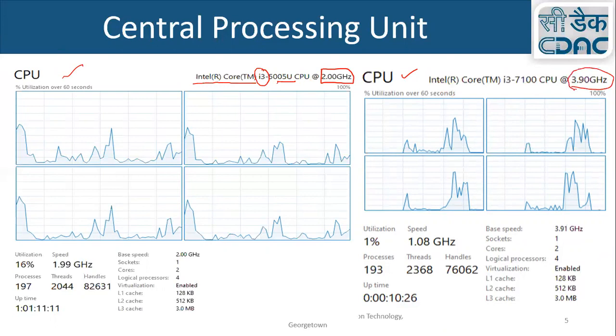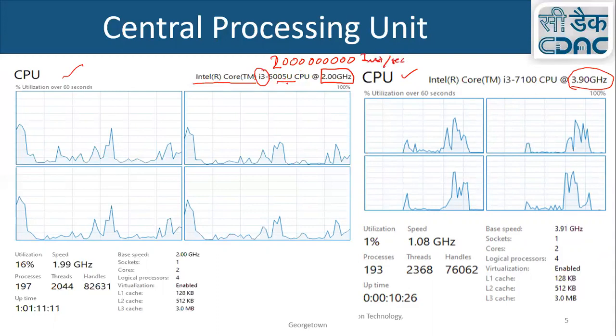Yesterday we discussed the meaning of gigahertz. The meaning of gigahertz is 1, and after 1, how many zeros? 9 zeros. Good. So 2.00 gigahertz means this number: this much instructions per second.